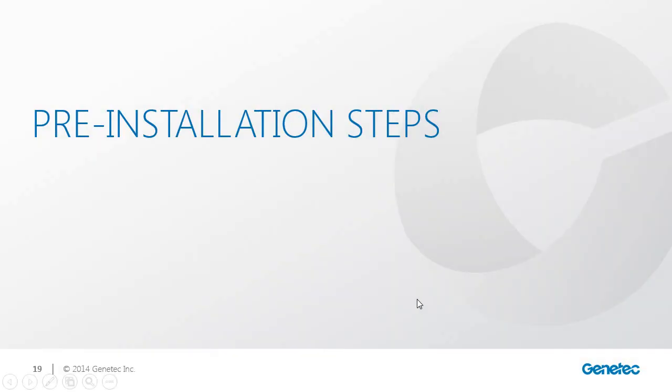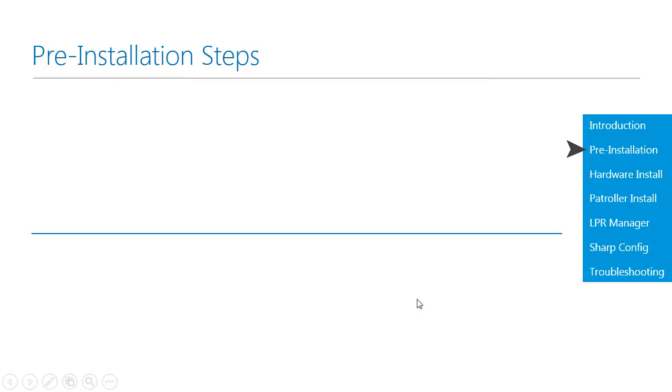Okay, so before going into the actual installation and setup, I want to just take a look at a few things you have to do. This is typically even before you're ordering the system. So the first thing you'll need to do before ordering your system is a site survey. So this is used basically to determine the hardware that needs to be ordered based on the environment the system will be used in, and the lens type that you're going to need based on the distance from the plates to the Sharp cameras.